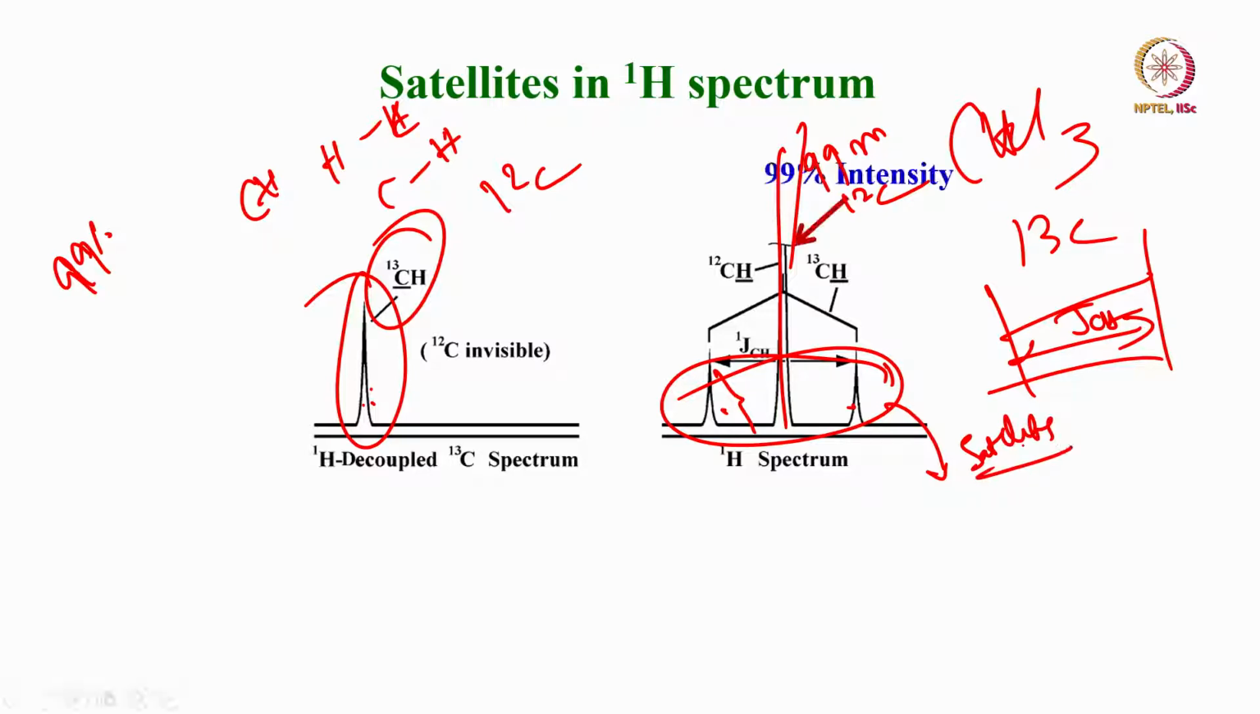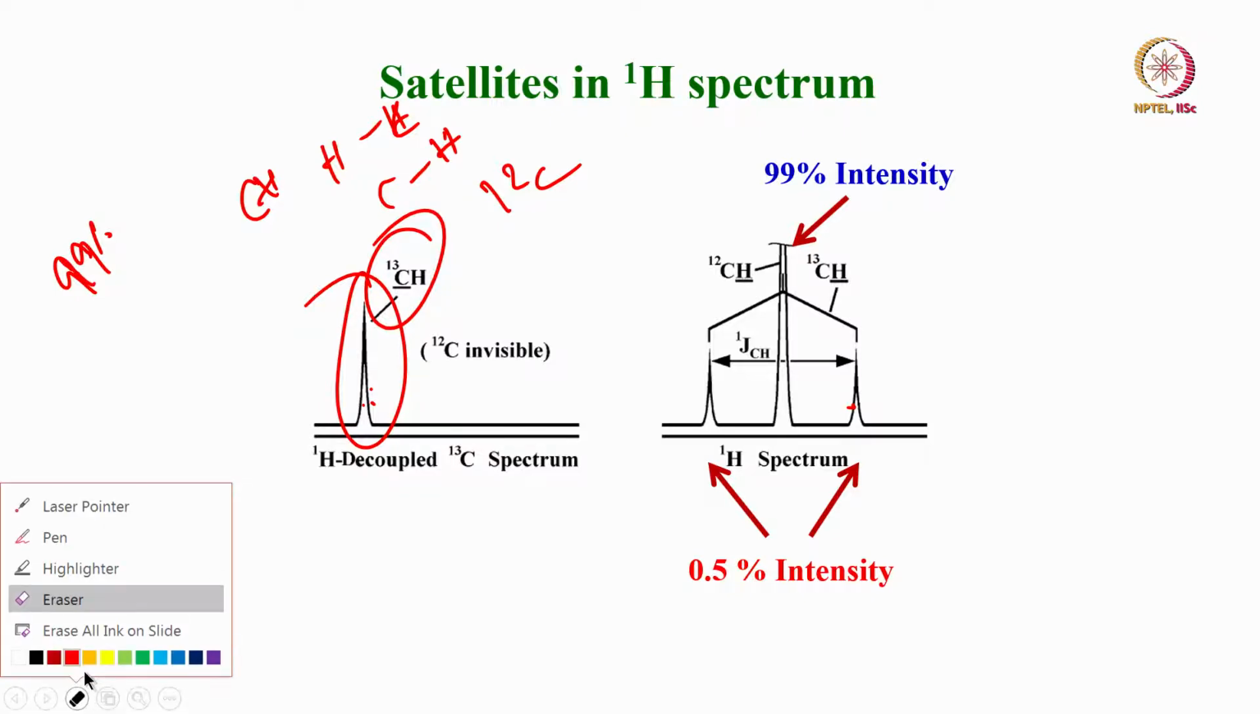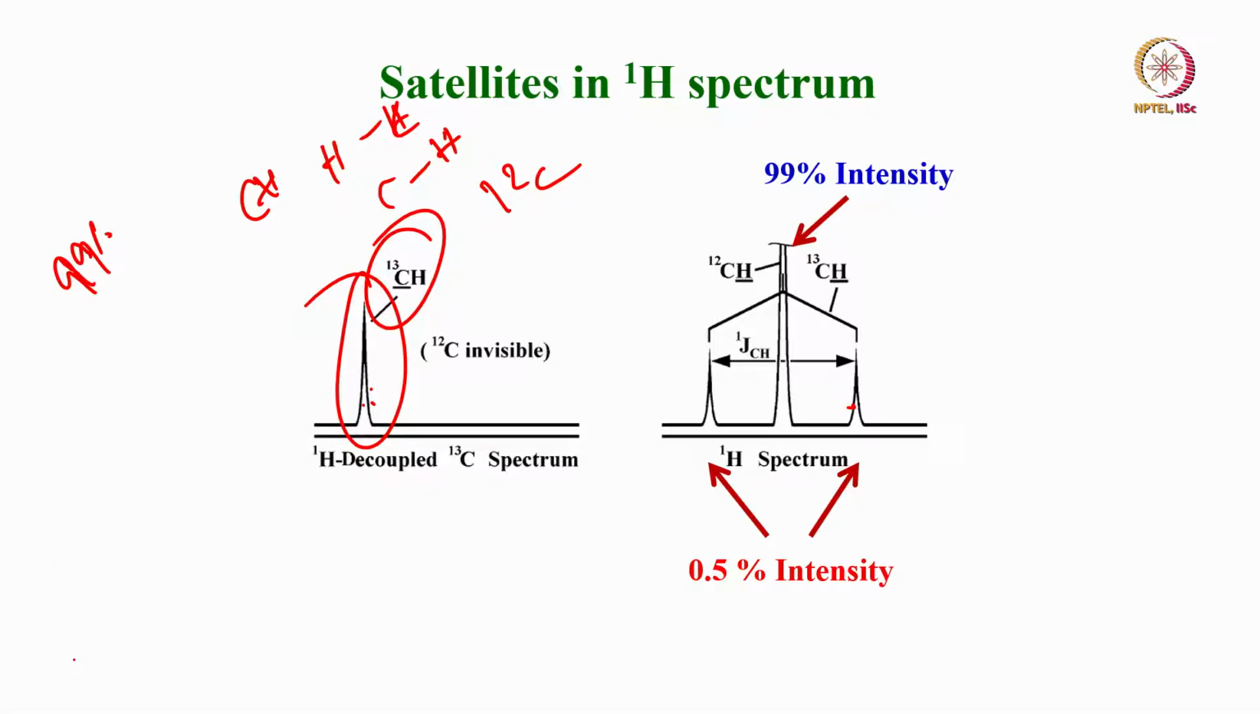So the satellite spectrum is very important to understand, because we will see when we go to the HSQC how they are useful. So if you take the CHCl3 spectrum, 99% of the signal intensity is coming from carbon 12 attached to proton, and only 1% is for carbon 13 attached, and that is further split into a doublet because of coupling with carbon 13, so the intensity is 0.5%.